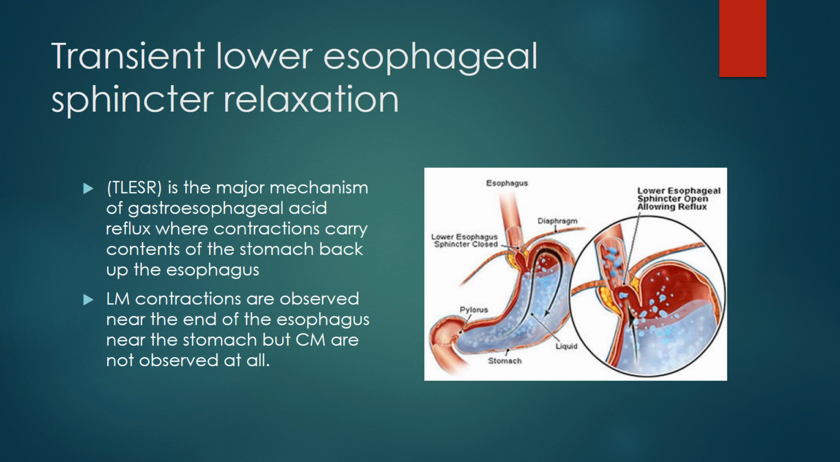Now let's look at transient lower esophageal sphincter relaxation. TLESR is the major mechanism for acid reflux, where contractions carry contents of the stomach back up the esophagus. Longitudinal muscle contractions are observed near the end of the esophagus, near the stomach, but circular muscle contractions are not observed at all.